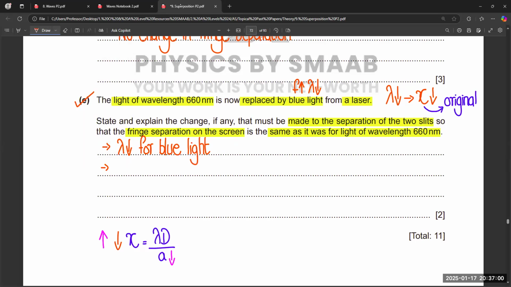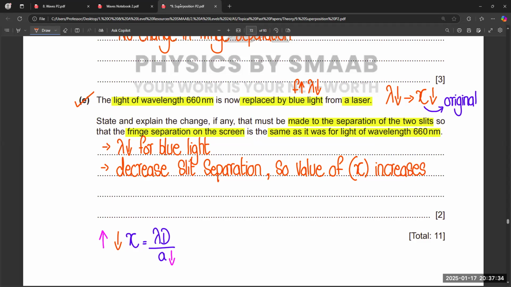a means slit separation. So if we decrease the slit separation, the value of fringe separation increases back to the same value as for the red laser light.